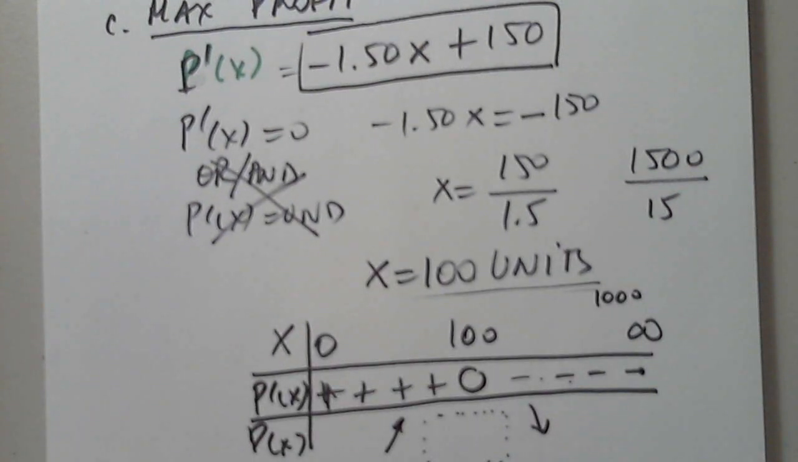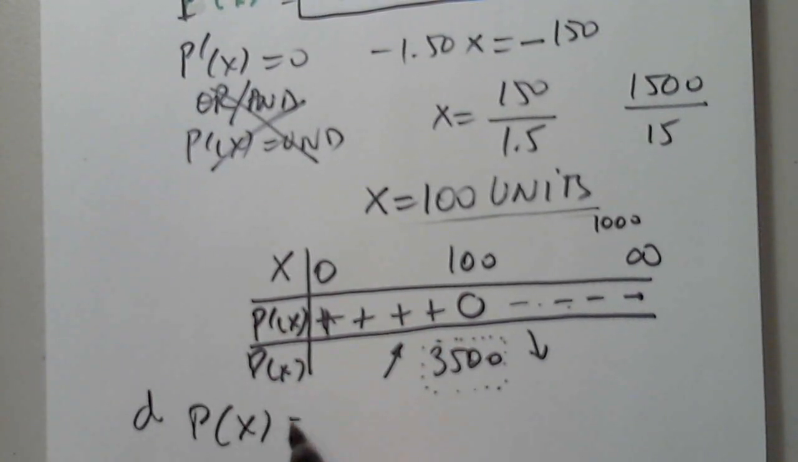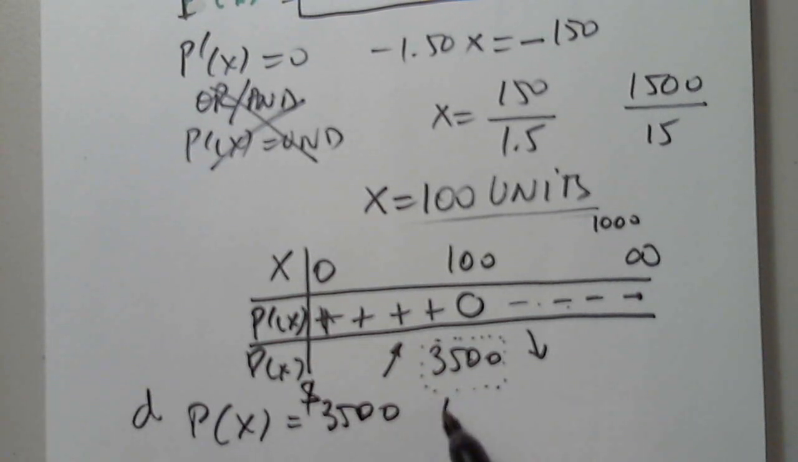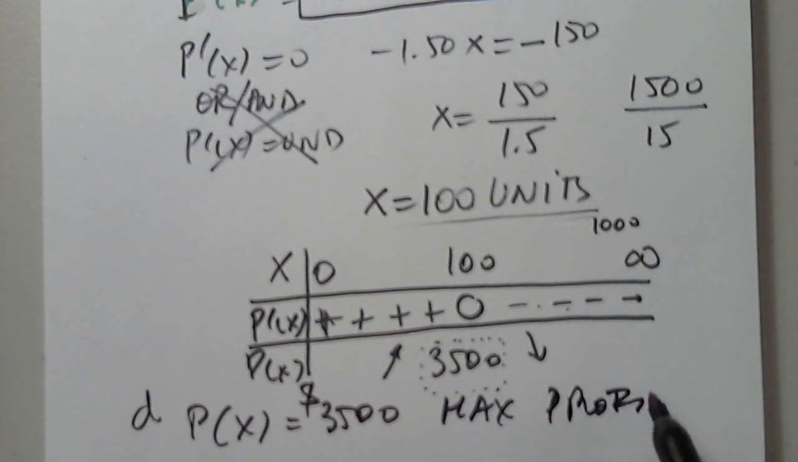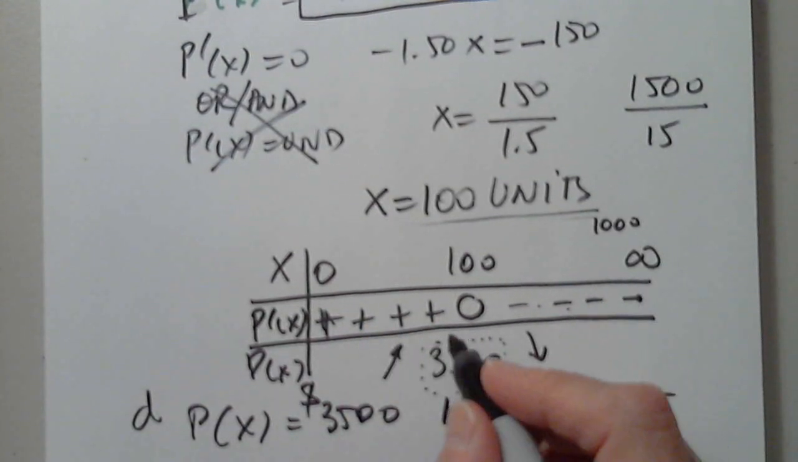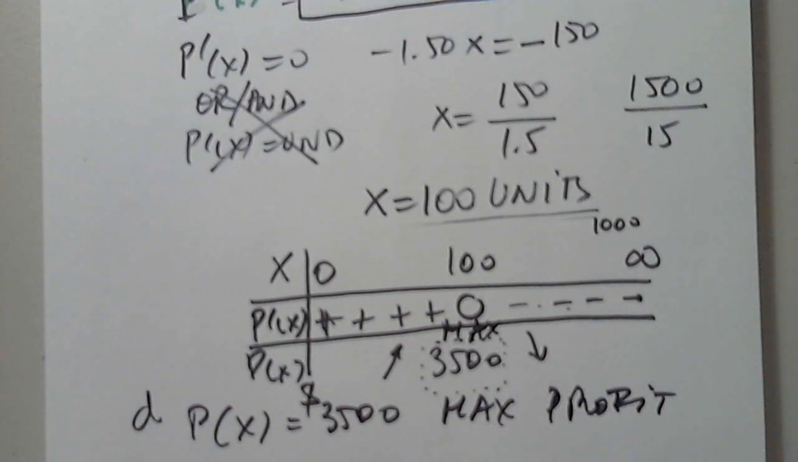So the profit is, let's make sure, in dollars. What is the maximum profit? So how many suits? That was part C. We found 100. What is the maximum profit? We did. So part D, the maximum profit, is $3,500. We know that the sequence of signs for the derivative implies a maximum. Good.